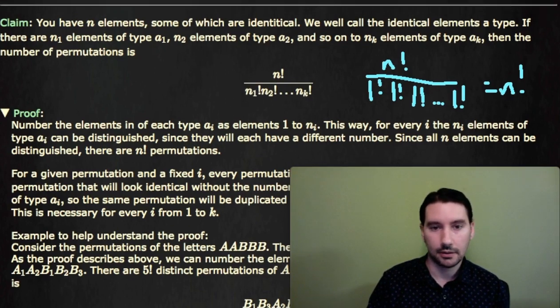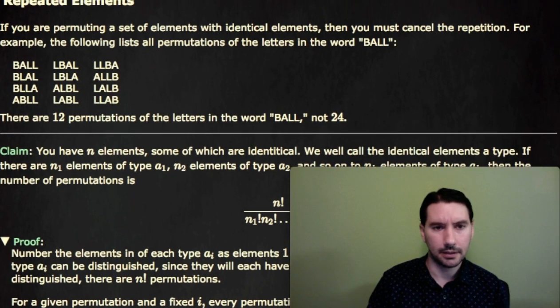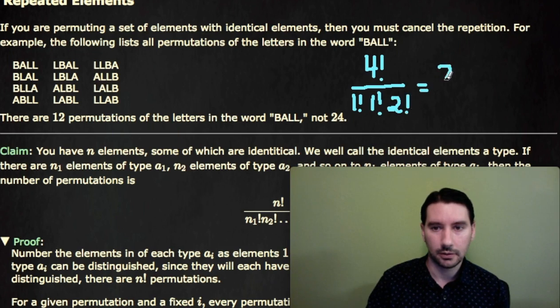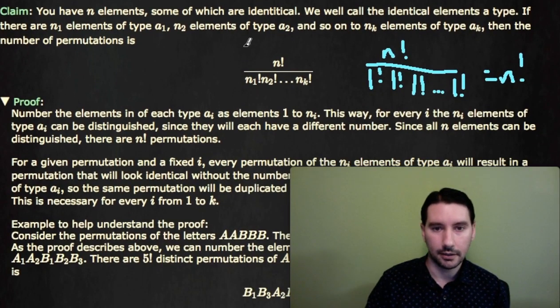So let's look at this up here first, at the word ball, just so we can see what's going on. We have 4 total letters, so there's 4 factorial things that we're permuting. There's 1 B, so we have a 1 factorial. There's 1 A, so we have a 1 factorial. But there's 2 L's, so we end up with 2 factorial, which equals 24 over 2, which equals 12. So that's the way to actually compute with this. And this is the formula.